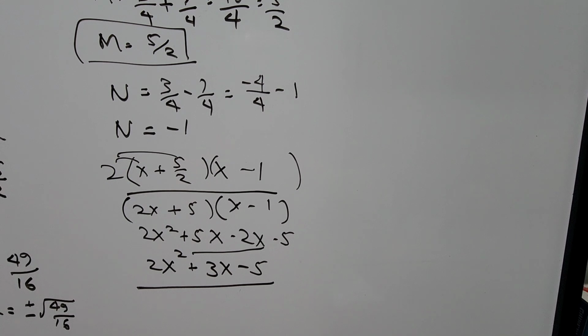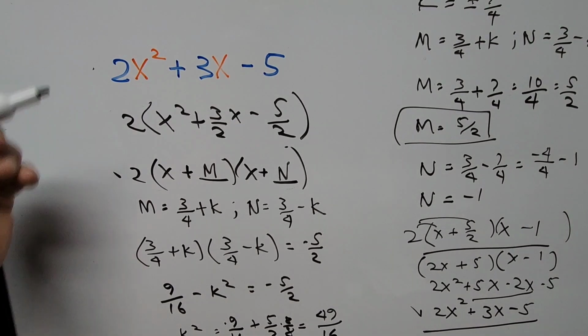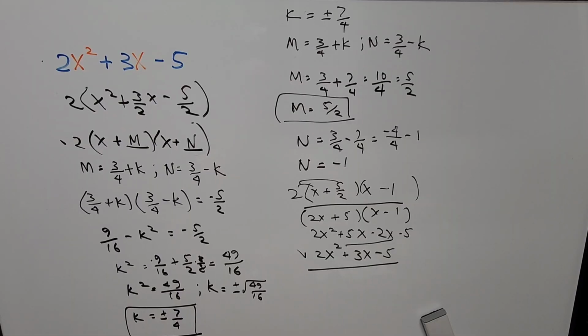Did you notice that? This turns out to be the same expression we were trying to factor from earlier, 2x squared plus 3x minus 5. So this is our original expression. And now you know how to use this method, so we can factor any trinomial of any quadratic form. And so that's all for now.